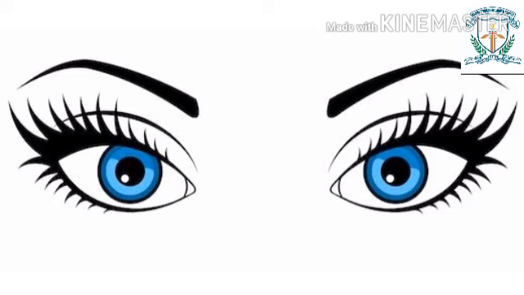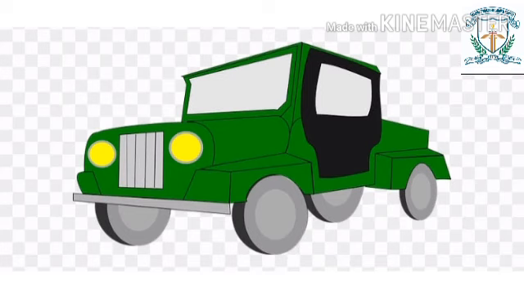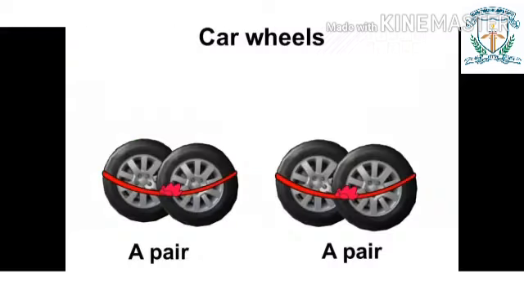Children, you know how many wheels are there in a car? Let us see. 1, 2, 3, 4. 1, 2 make a pair. 3, 4 also make a pair. So, we have two pairs of wheels.